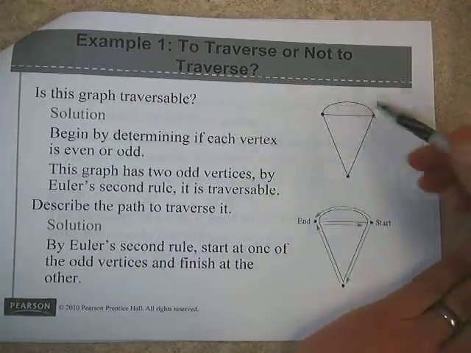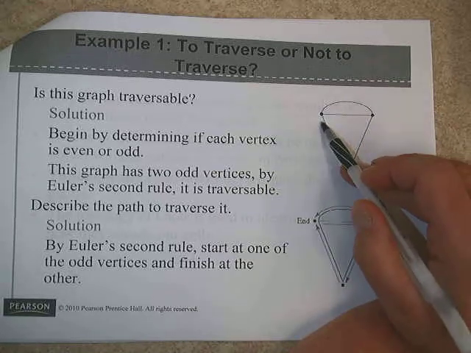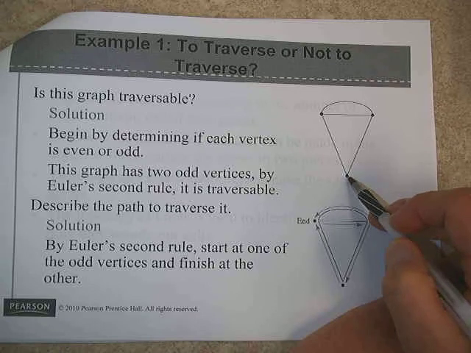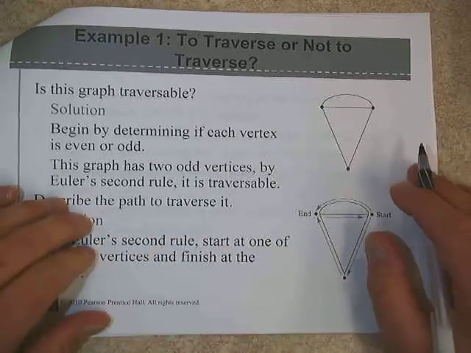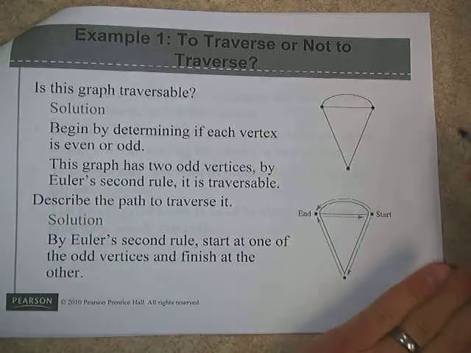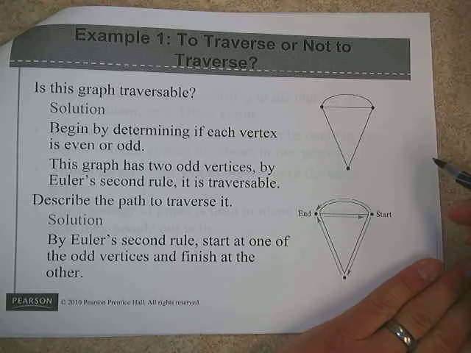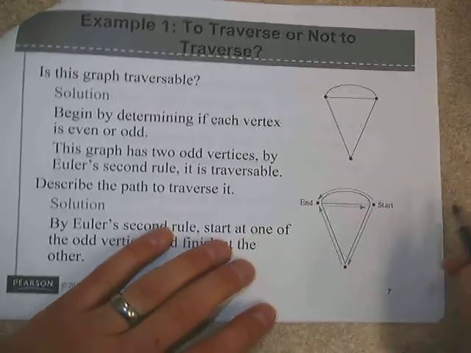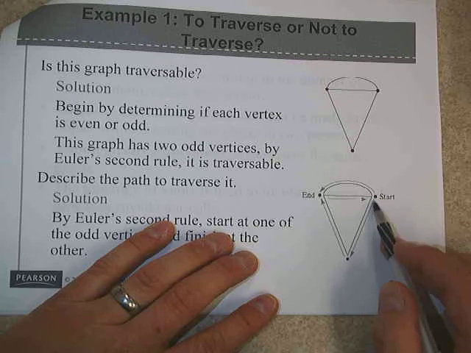Let's take a look at this graph. Is this graph traversable? What you want to do right away is just count the edges at each vertex. 1, 2, 3, that's odd. 1, 2, 3, that's odd. And this one only has 2, so that's even. So we would say yes, because rule number 2 says that if there are 2 odd vertices, then it is traversable. But to traverse it, you need to start at one odd vertex and end at the other. So they've illustrated such a path here.